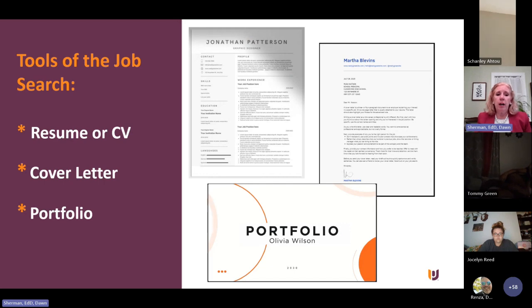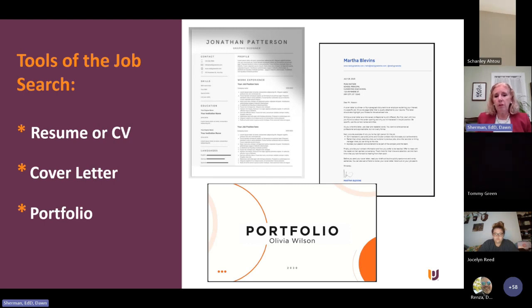So there are tools in the job search. Certainly the resume or the CV. CV stands for curriculum vitae, and that is a more extensive resume. Usually you'll see college professors do that because they put in the courses they're teaching, the research they've done, their publications, and it can run on for 10 or 12 pages. A resume is typically 1 to 2 pages, just a summary of your work.